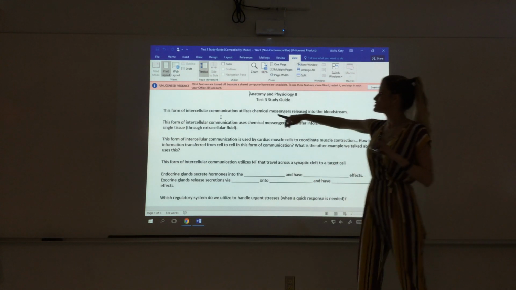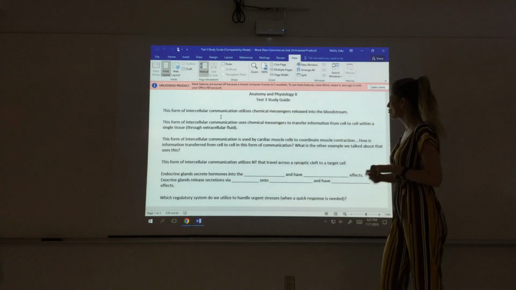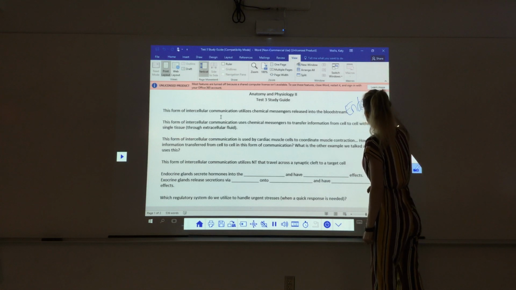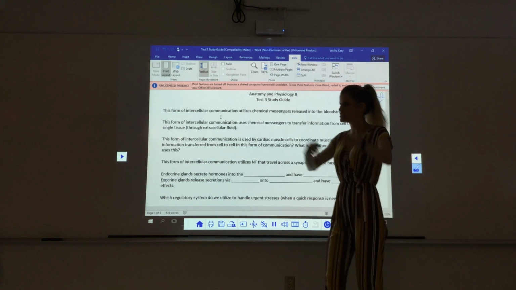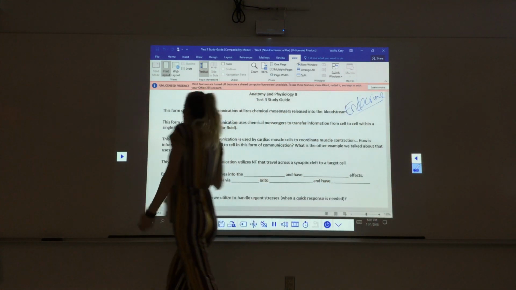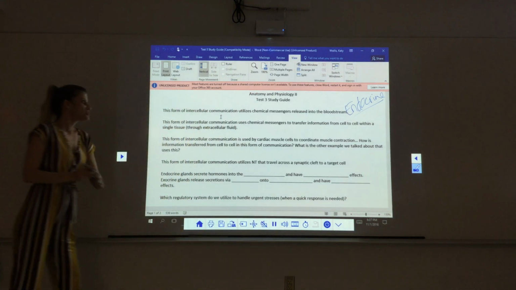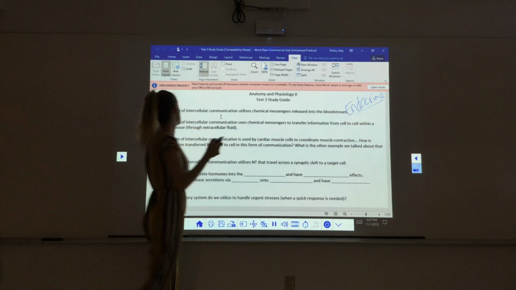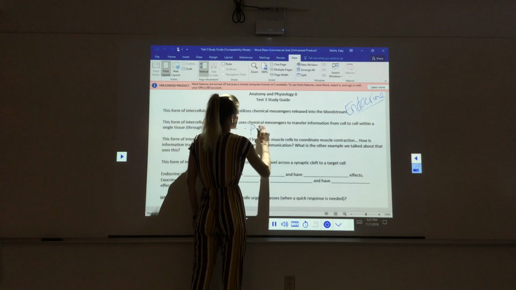This form of intercellular communication utilizes chemical messengers that go into the bloodstream. Endocrine, right? Hopefully you got that, because that's the whole point of all of this. This form of intercellular communication uses chemical messengers that go through the extracellular fluid. Paracrine.